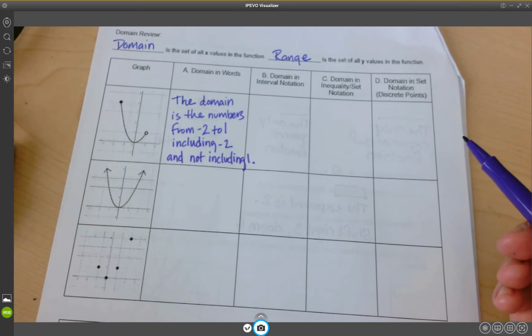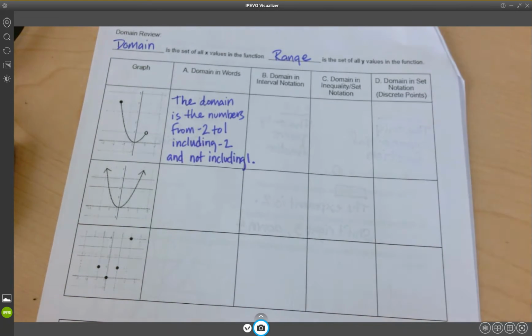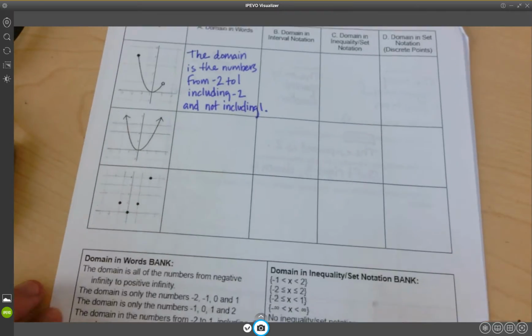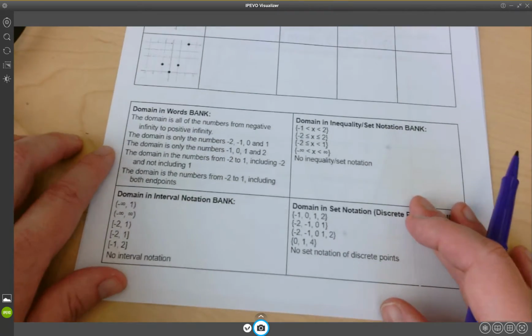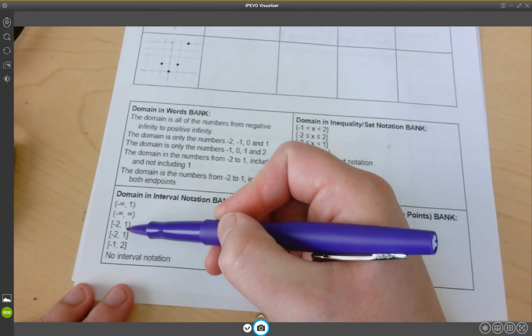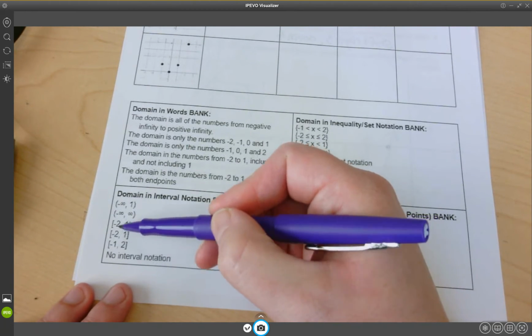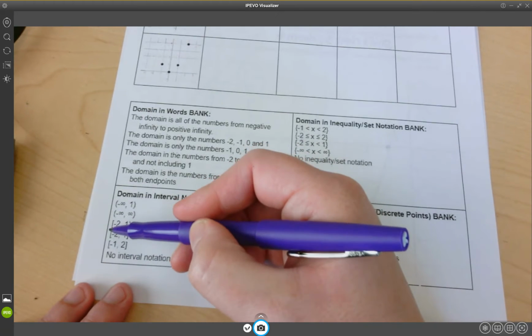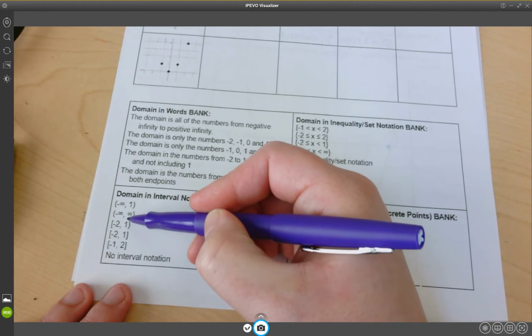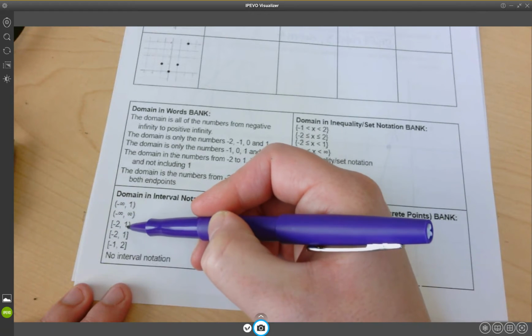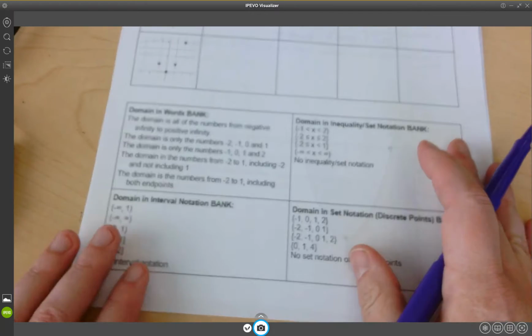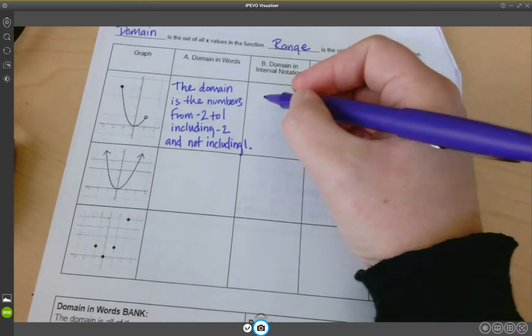Okay, after you have the words down, you want to put the domain in interval notation. We're going to find the interval notation that matches that from our bank. There are 2 with -2, 1. This one includes both the -2 and the 1, and this one has a square bracket on -2 to include it, and a parenthesis on the 1 to show that we're not including the 1. So this is the one we're going to use.